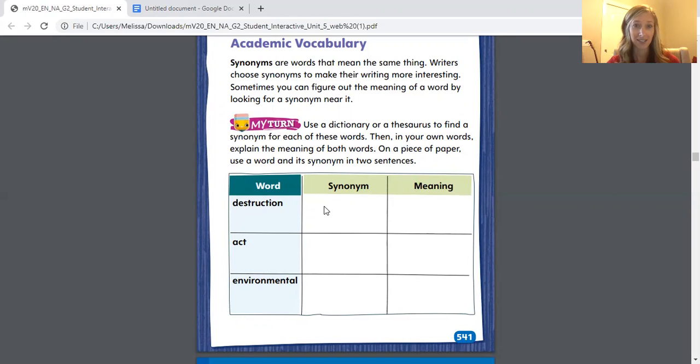I wanted to show you guys a little trick because in the directions for my turn, it says to use a dictionary or a thesaurus to find a synonym for each of these words. You know what a dictionary is. The dictionary gives you the definition of a word, and a thesaurus is similar to a dictionary, but it lists many, many synonyms for many words.